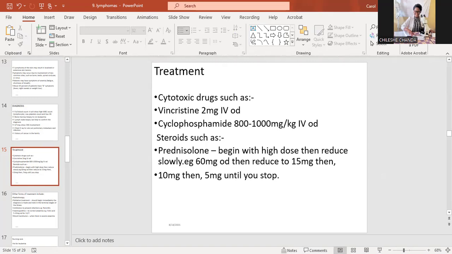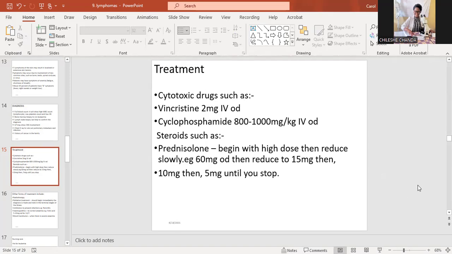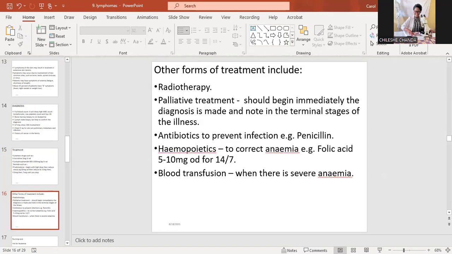And for inflammation, you can give prednisolone, okay, where you begin with the high dose. The highest dose of prednisolone is 60 milligrams OD, and then you keep reducing until you reach 15 milligrams, and then 10 milligrams, and then the lowest dose 5 milligrams until you stop. Okay, other forms of treatment include radiotherapy.